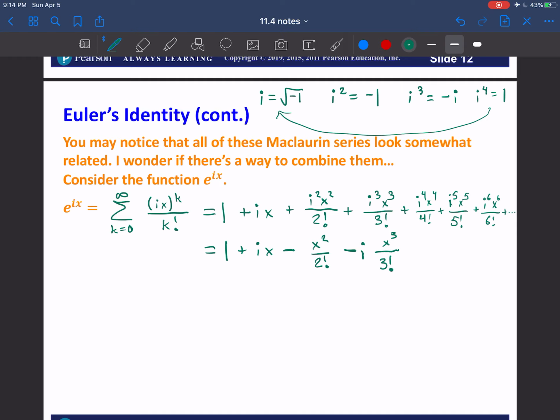i to the 4th is just 1, so that's nice. We can just write this as x to the 4th over 4 factorial. i to the 5th is i, and so we can write this as i x to the 5th over 5 factorial. i to the 6th is -i, and so we can write this as -i x to the 6th over 6 factorial, and once again that continues on indefinitely.